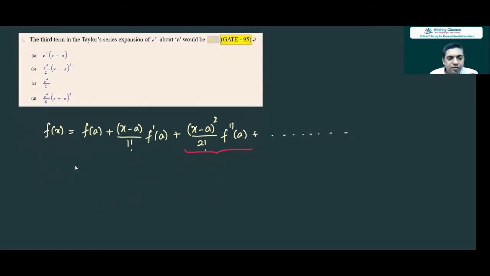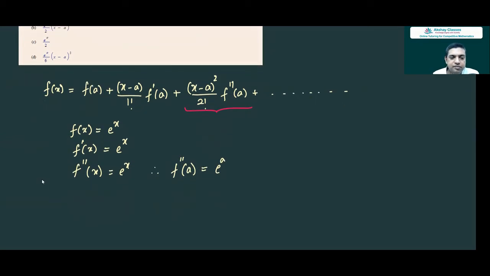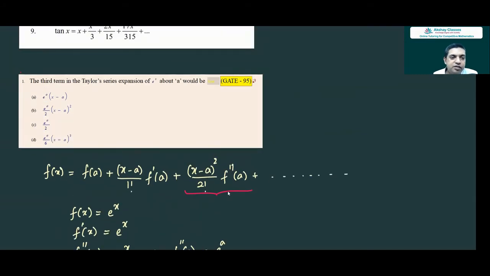So f of x is e power x. So first derivative is e power x itself. The second derivative is also e power x. Therefore, second derivative at a is e power a. Therefore, the third term is x minus a the whole square by 2 factorial into e power a. Very simple question.